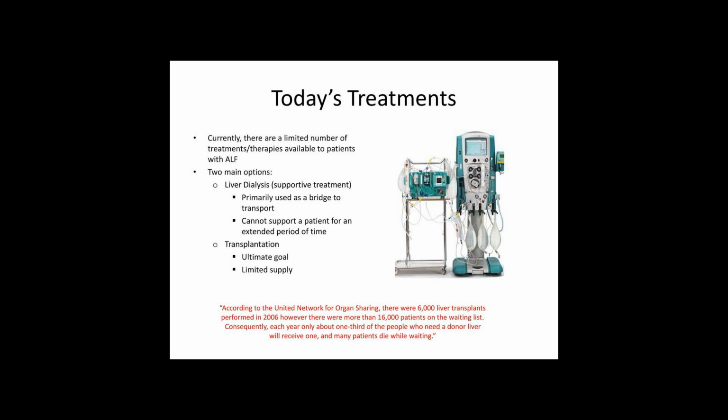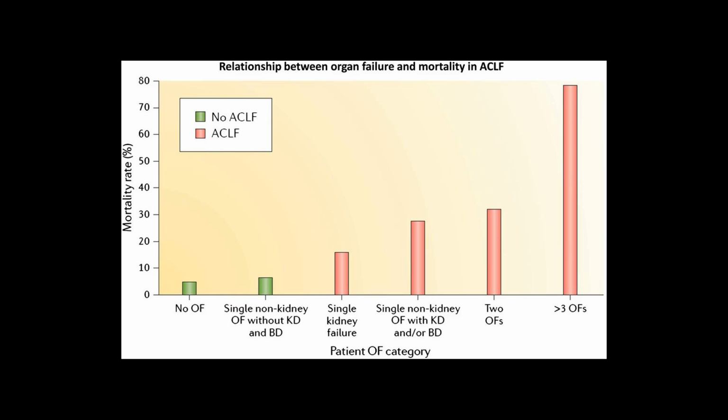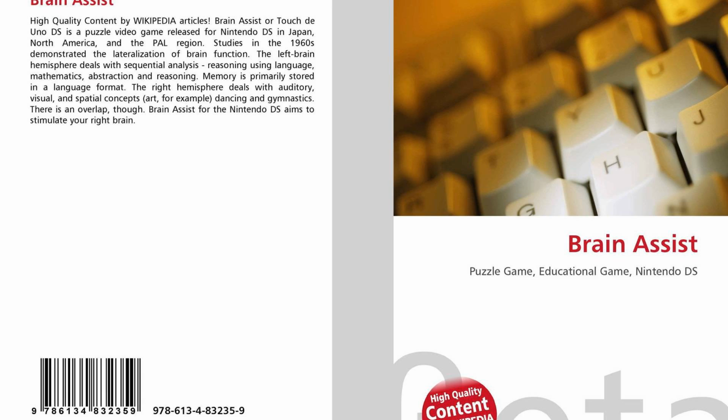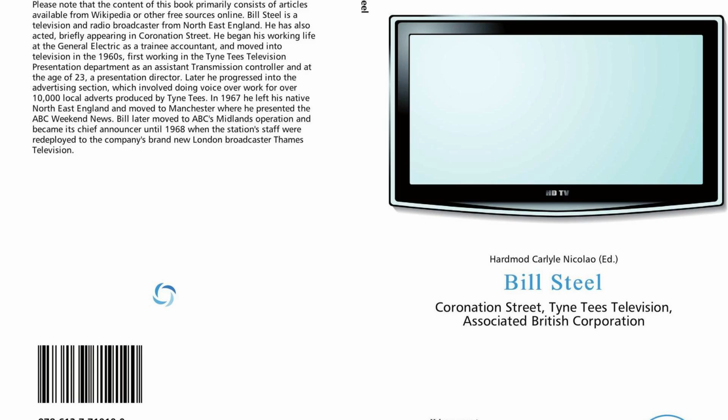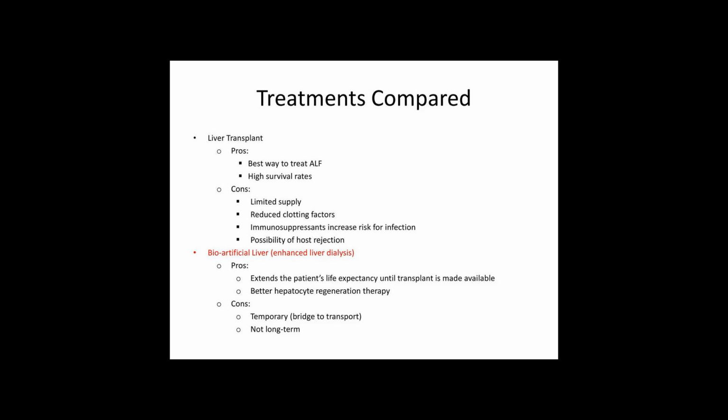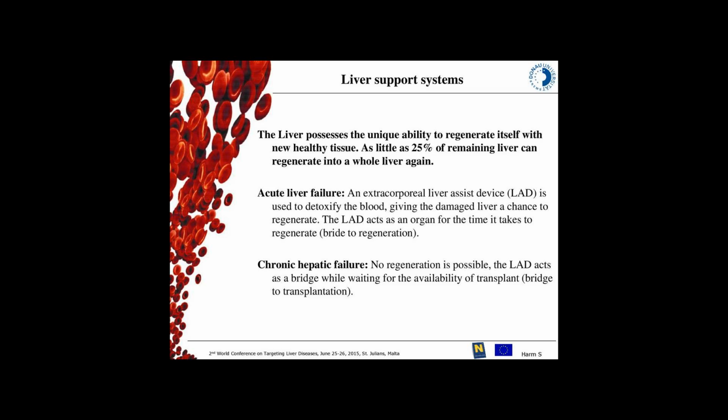BALs are essentially bioreactors with embedded hepatocytes, liver cells, that perform the functions of a normal liver. They process oxygenated blood plasma, which is separated from the other blood constituents. Several types of BALs are being developed, including hollow fiber systems and flat membrane sheet systems.